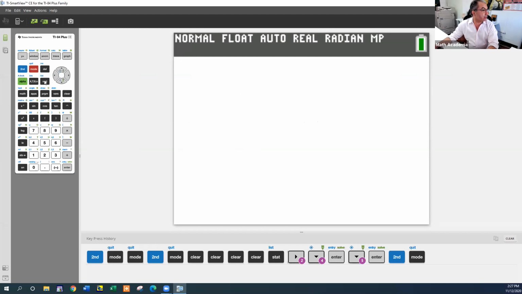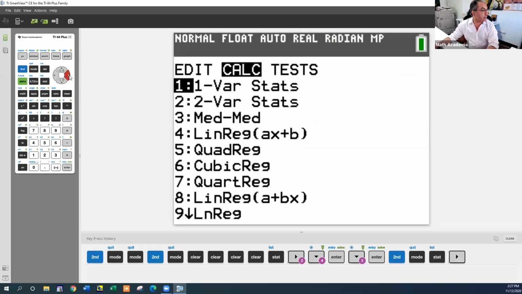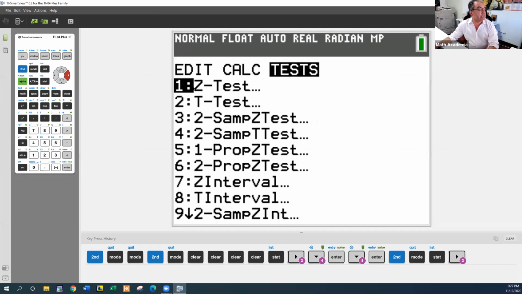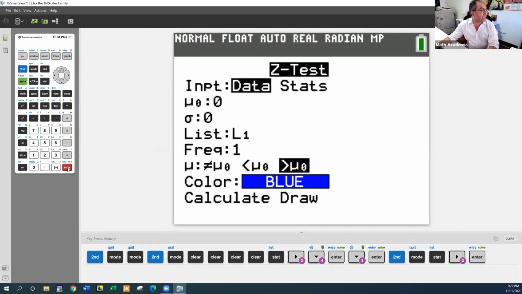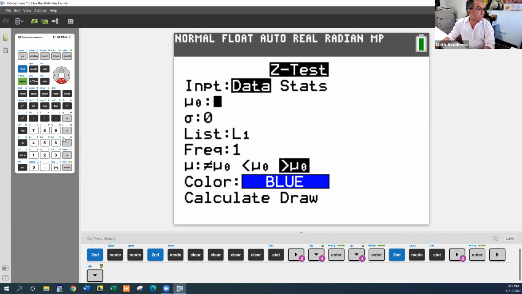So same thing, you go to stats, you go to tests, and this is just number one, z-test, because sigma was known. So enter that. The input, it's not data, it's stats, because everything is given to you. The sample statistics is given to you. So mu 0 is the mean in the claim, and we had 22. And sigma was given, which was 1.5.